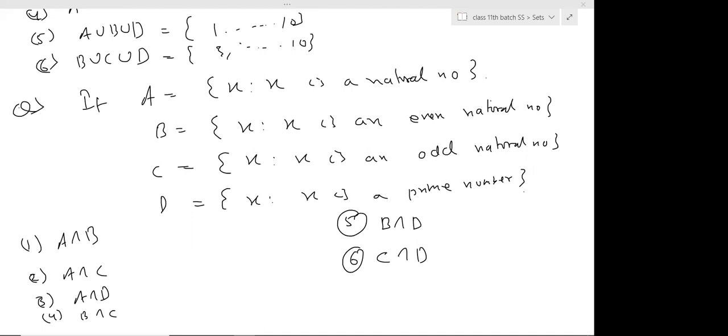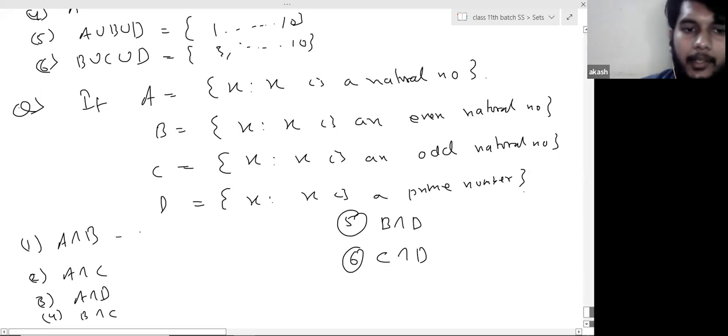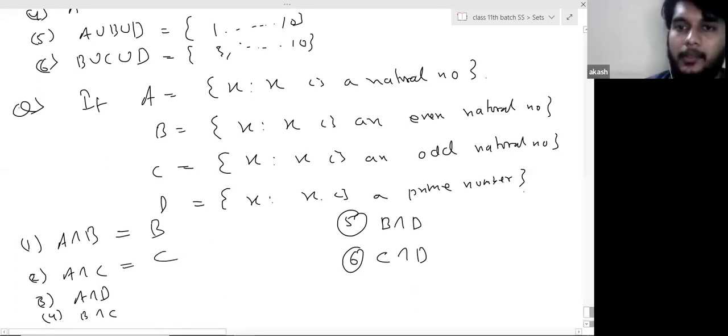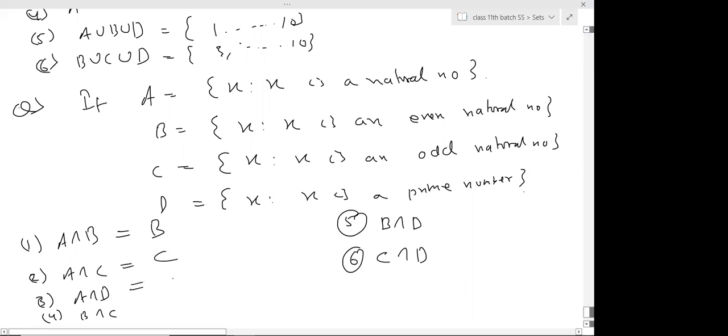I can answer in the form of another set, right? Like for the first one, the answer will be set B. Yes, you can answer this in sets. Then the second will be set C. Let me also see the question. Natural number, even number, odd number. Yes, this will be set B. This will be set C. A intersection B will be set D. All right. The next one is null set.